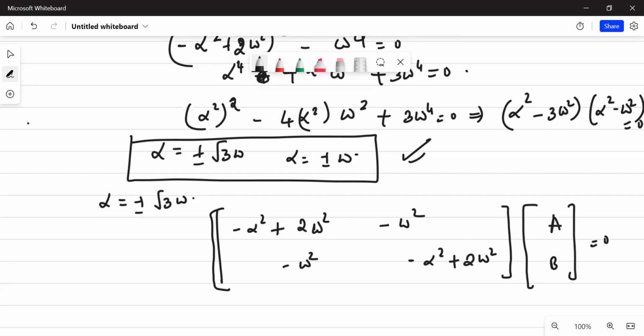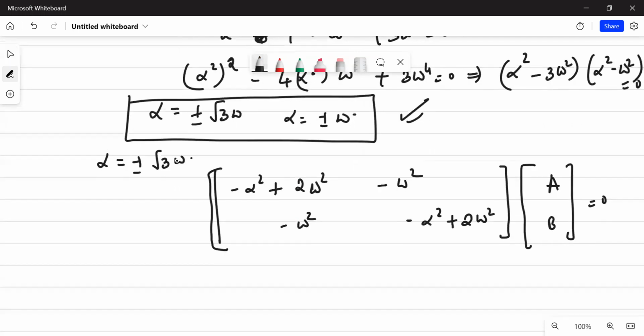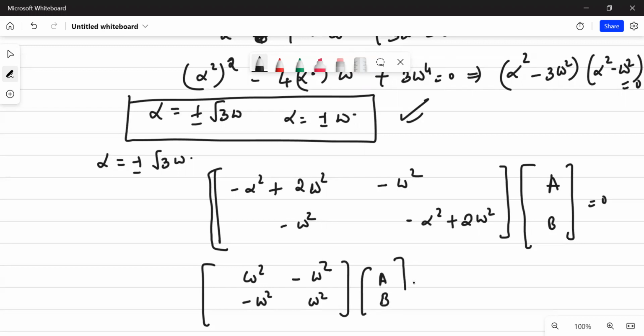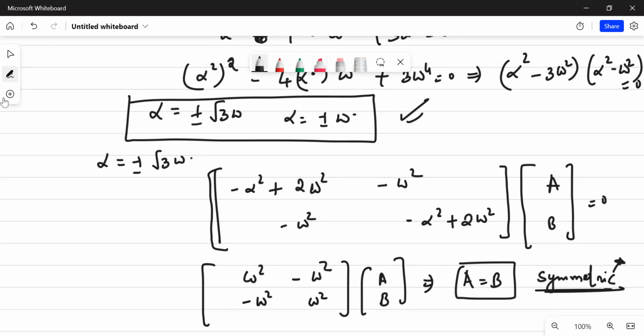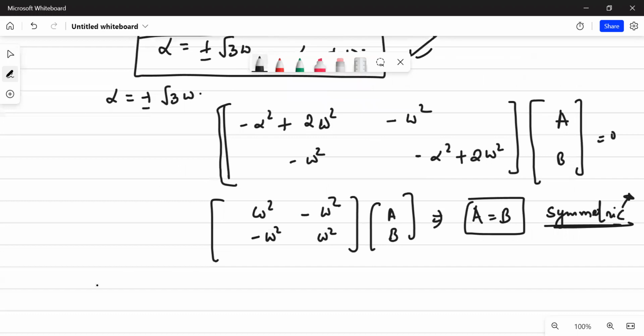If you replace this alpha as root 3 omega, you will get omega square here, minus omega square here, minus omega square here, omega square here. So this is like A and B. And from here you can see that your A should be equal to B. So again, this is your symmetric mode. This is your symmetric mode. And the other one, that is alpha equals to plus minus, what was that? Omega only.